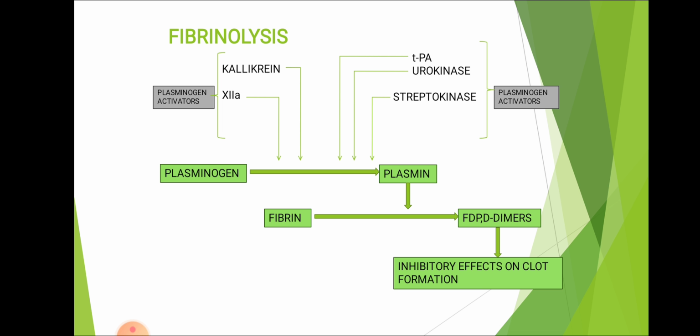Fibrinolysis. Here the plasminogen is converted to plasmin by plasminogen activators, those that are kallikrein, factor 12A, tissue plasminogen activator, urokinase and streptokinase, which causes degradation of fibrin to fibrin degradation products and D-dimers, which have inhibitory effects on clot formation.